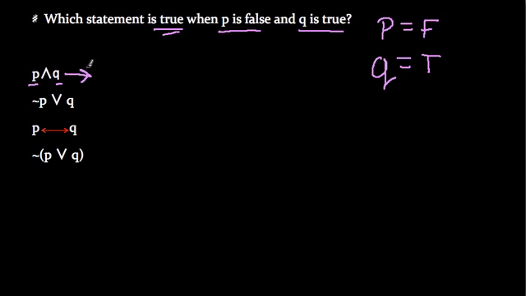in order for it to be true overall. However, we just stated that P is going to be false and Q is going to be true. In this scenario, this is a false statement.